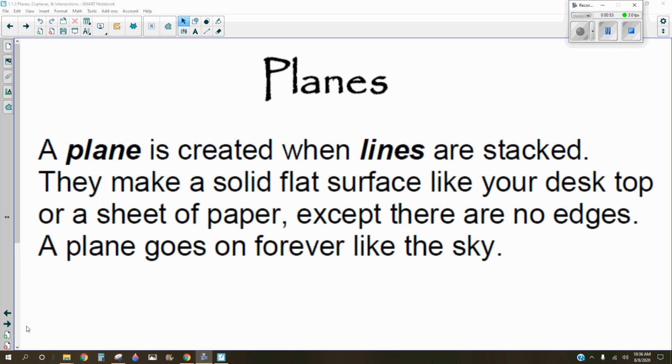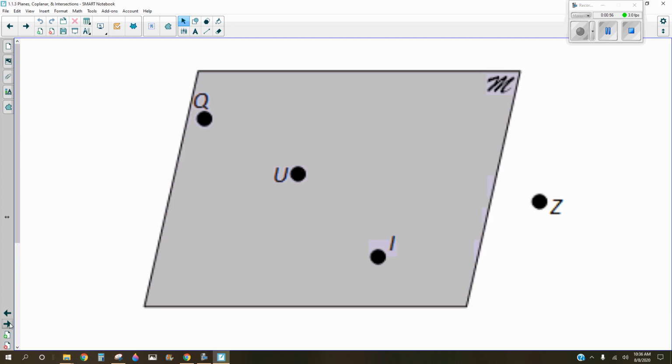So let's take a look at planes. So this is an example of a plane. We're going to represent it as a flat surface. Yes, this has edges, it has boundaries, but we have to imagine they're not there. We're going to imagine that those continue in all directions without stopping.